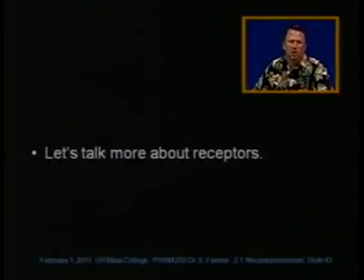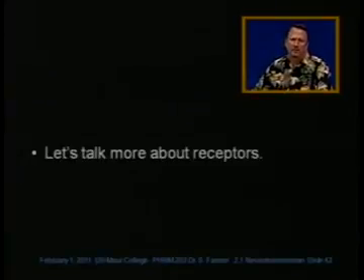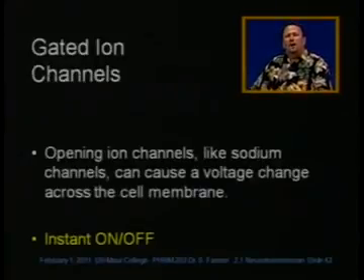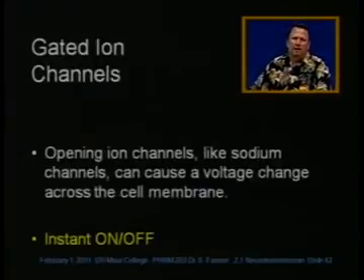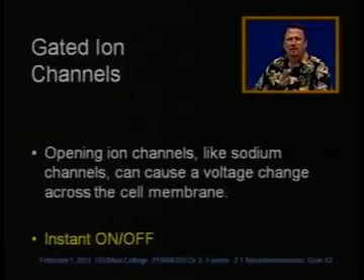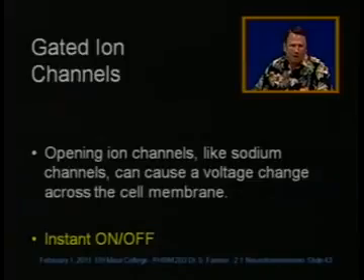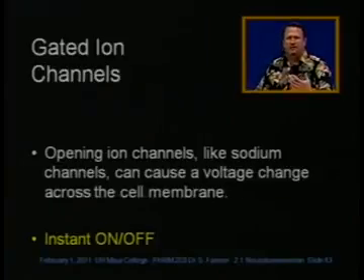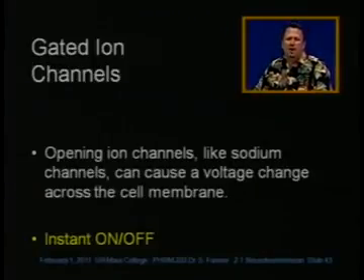So let's talk more about the receptors. A certain type of receptor we'll talk about are gated ion channels. Opening an ion channel like a sodium channel, we're going to talk a lot about sodium channels in this course. Opening ion channels like sodium channels causes a voltage change across the membrane. And the bottom line with that voltage change is it gives us an instant on and off form of communication.